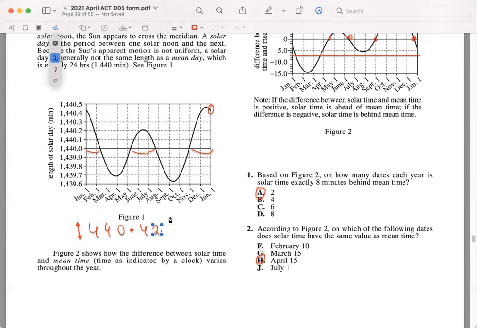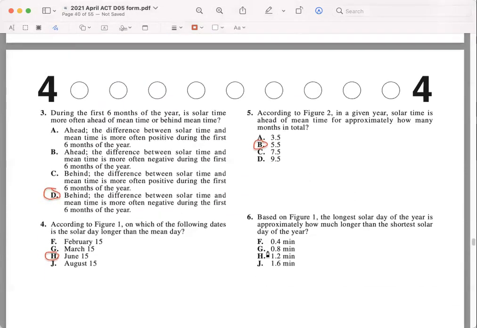1440.42. And the lowest is here, which is 1439.62, right? So 1439.62. Okay, this is 62. Okay, never mind. That's the problem with PDF sometimes. I'll just write it as this. Yeah. Okay, so that's 0.8, right? Yeah, so the difference is 0.8 minutes. Yeah, so that's G.